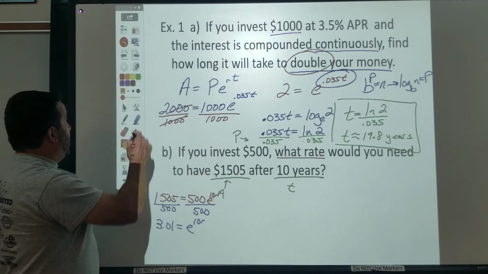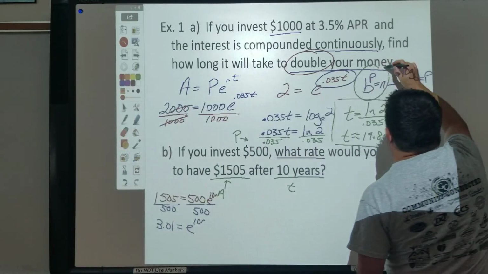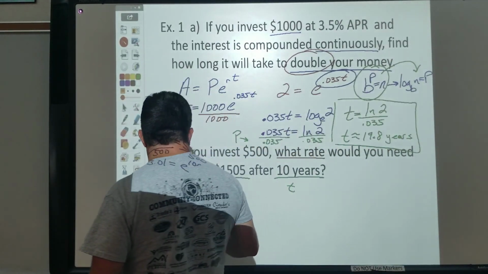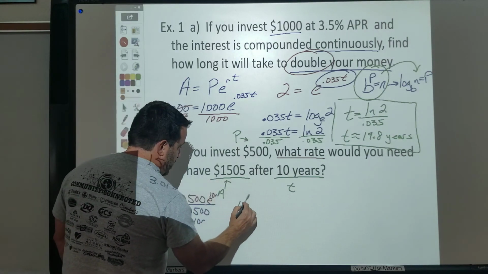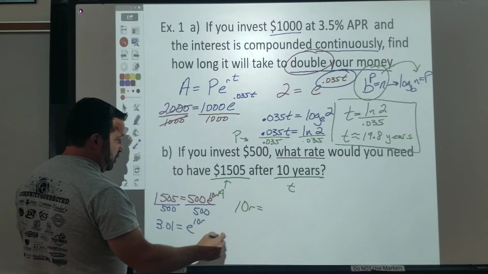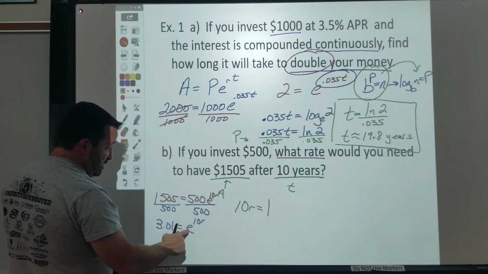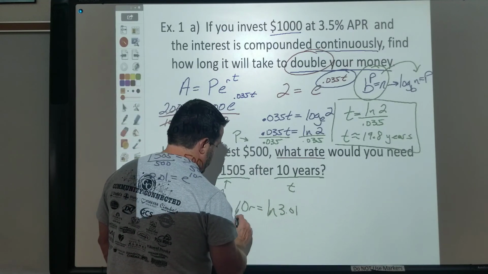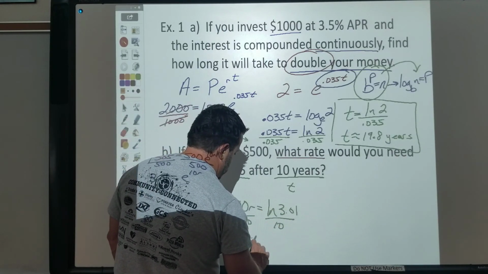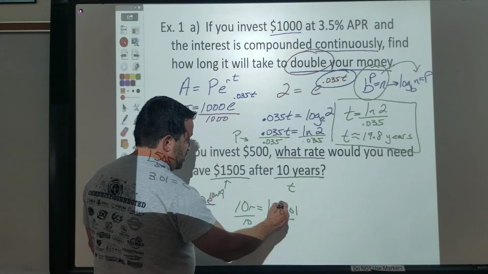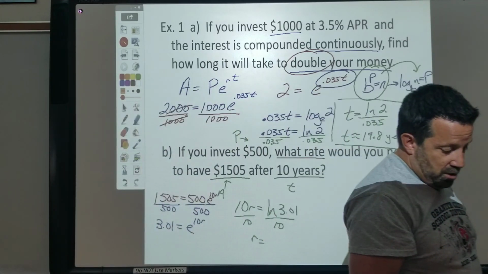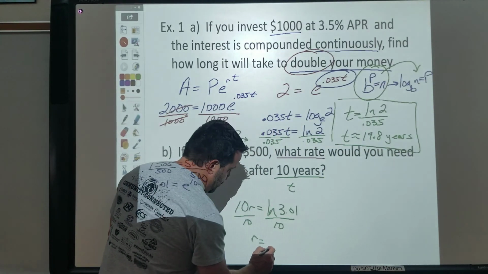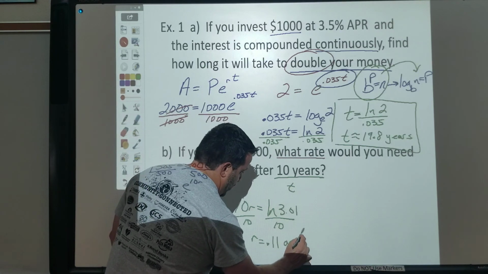Like the last problem, I have this in this form. I want to transform it into logarithmic form. That's what allows me to get the variable out of the exponent. So 10r is going to be equal to log base e, so natural log, of 3.01. Divide by 10, and this is going to give me my rate. Okay, this is the exact value, but you grab a calculator, and it's going to come out to be 0.11, or that would be 11%.